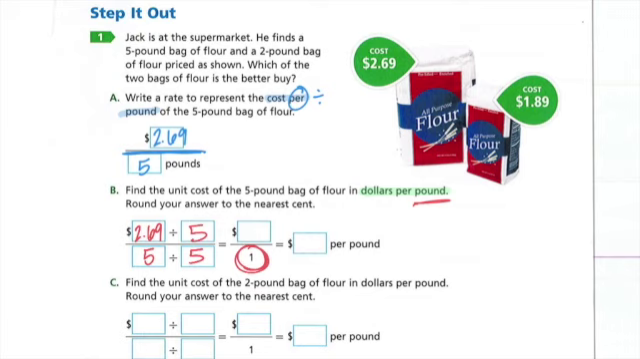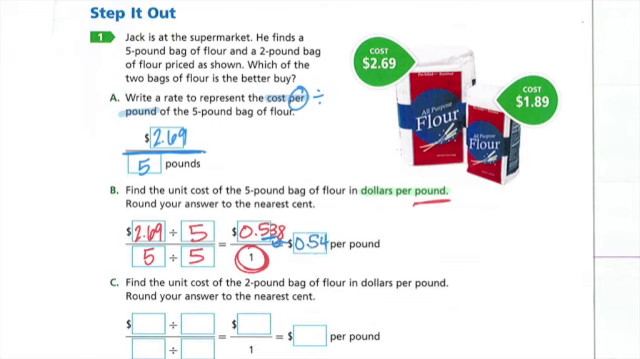$2.69 divided by 5 gives me 0.538 if I put it in my calculator. Now, this is money. Money has 2 decimal places. So that would be 53. We have to look next door to the 8. That 8 is 5 or more, so we add 1 more. So that's 54.